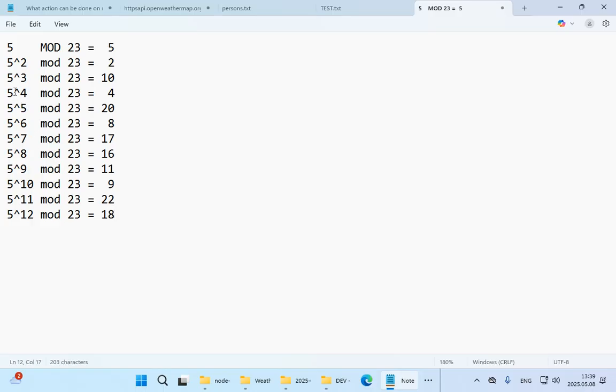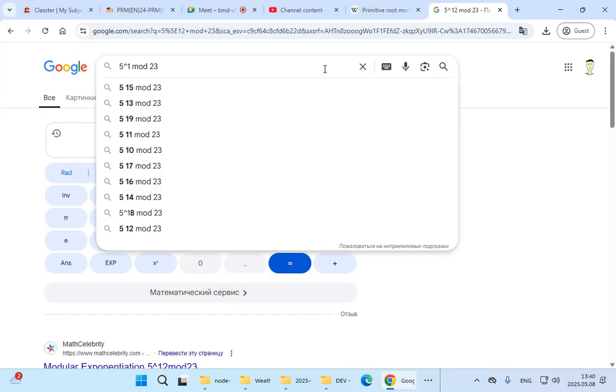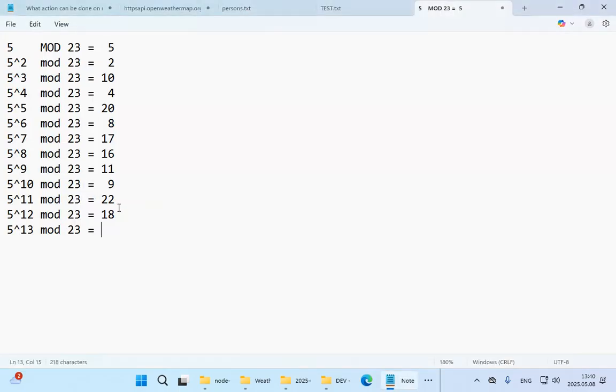Yeah. So the next thing, but interesting is you have to take this. Yes, okay. Now 5 to the power of 13 mod 23. What is the result? 69, 21. Yes, let's check. I think it is 21.